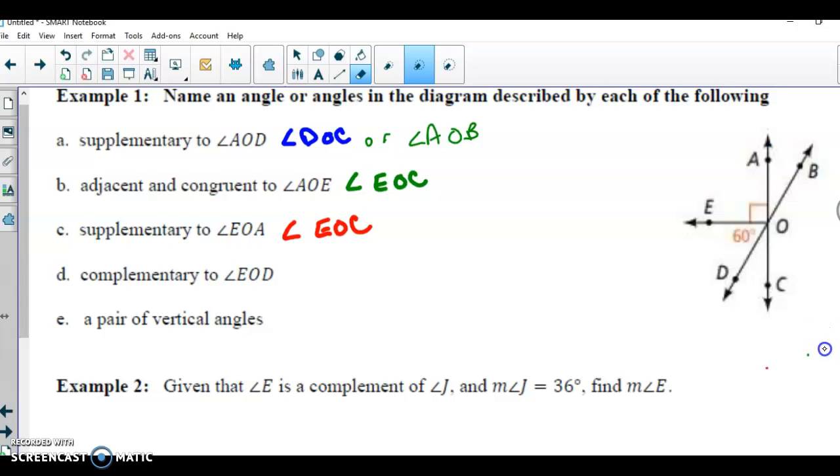Now we want one complementary to angle EOD. So here's point E, O is the vertex, D. So we're talking about this angle right here. Well, it tells us that's 60 degrees. To be complementary, it has to add up to 90 degrees. So if we combine this angle in here with this one right here, those two together will be 90 degrees. So my angle that is complementary to EOD would be the angle DOC, this angle.